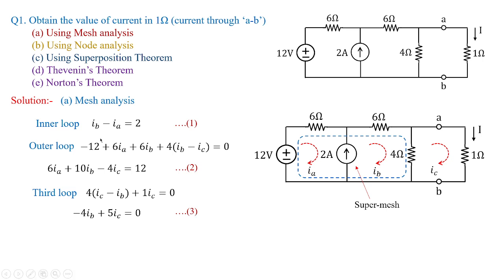So you just need to solve equations 1, 2 and 3, such that we are going to get the value of IA equal to minus 0.125 amperes, IB equal to 1.875 amperes and IC equal to 1.5 amperes. And what is our requirement? Our requirement is the current I which is flowing in 1 ohm. So that value is nothing but 1.5 amperes. I hope you understood how we have solved this problem using mesh analysis, especially super mesh analysis.